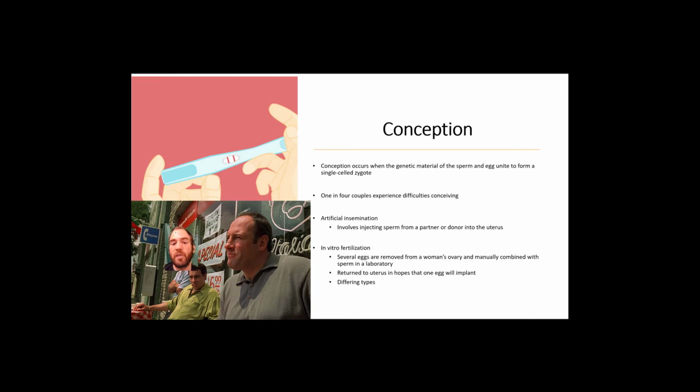In vitro fertilization: several eggs are removed from a woman's ovary and manually combined with sperm in the lab, then returned to the uterus in hopes that the eggs will implant. So kind of just straightforward, very definitional. A lot of these slides will actually be heavy on definitions in the beginning.